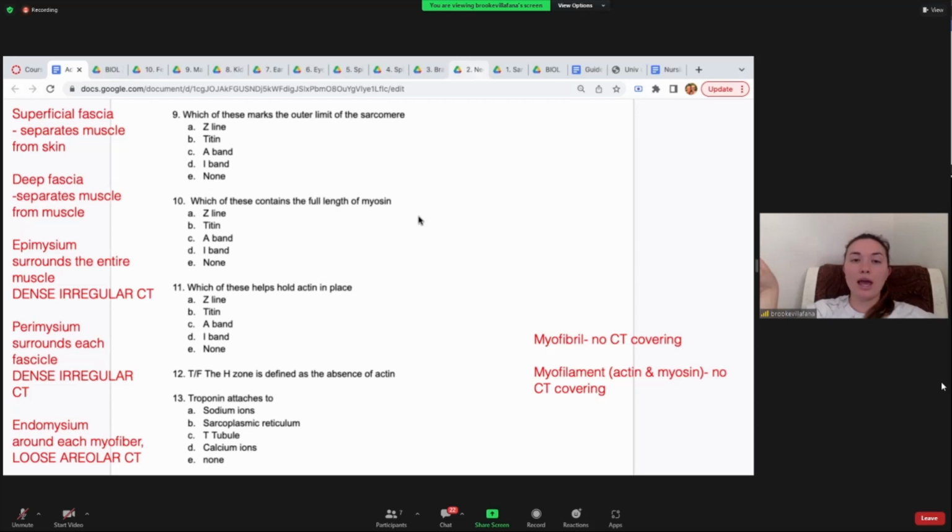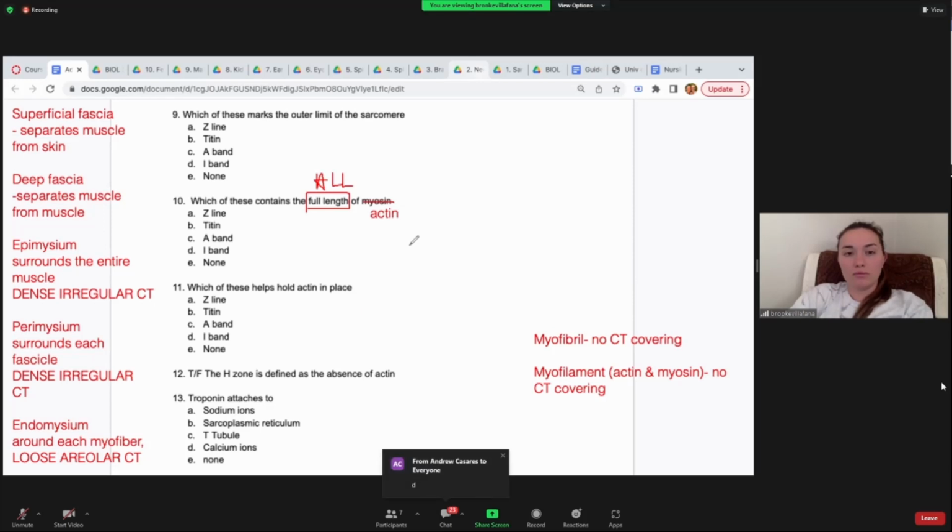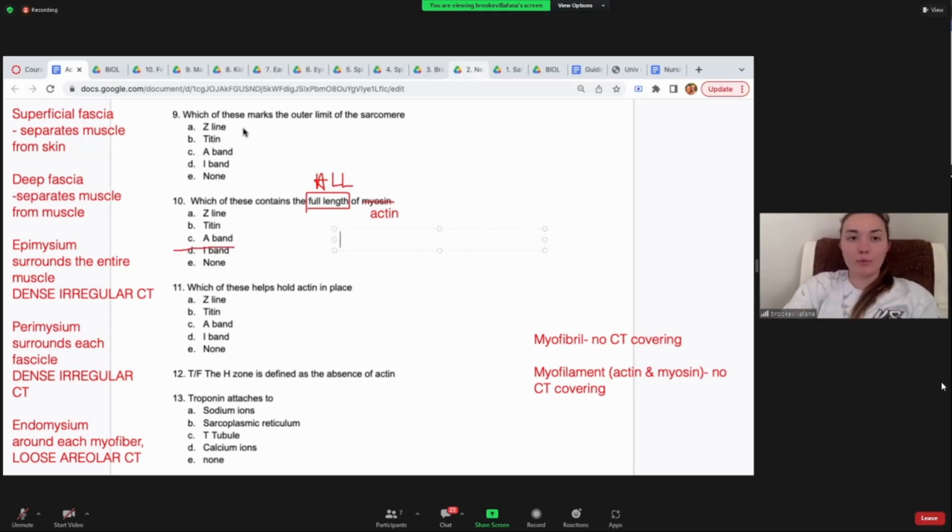So if the question were to say, which of these contains the full length of actin, the full length. So the full length means all of actin. So this would be all. Which answer would you choose? So let's re-answer. Which answer would you choose if it was, which of these contains all of actin? Okay, so you're thinking D, but that would not be accurate, right? So the answer would be E, okay, because the I band does not contain all of actin.